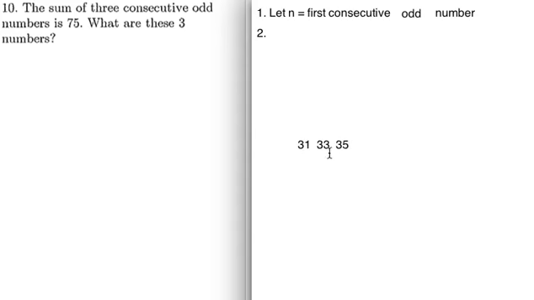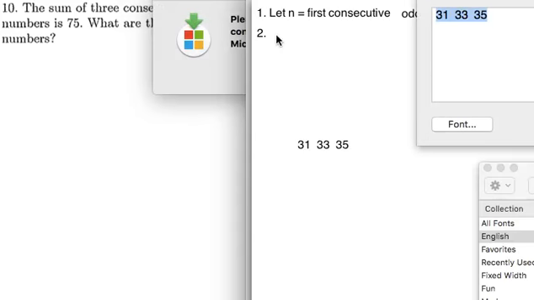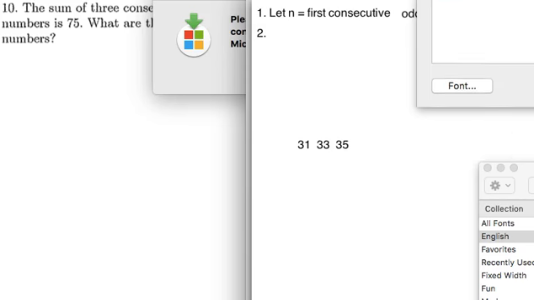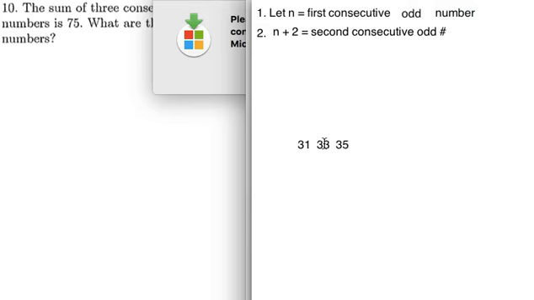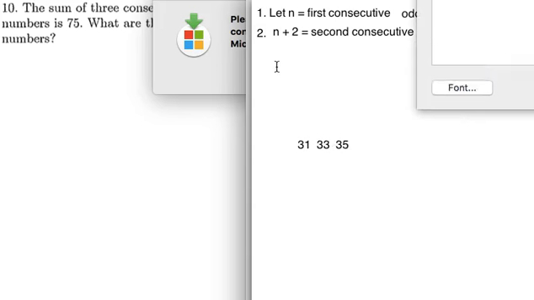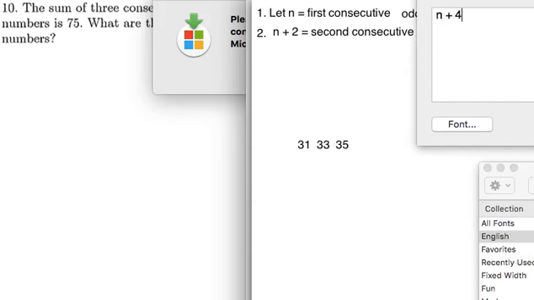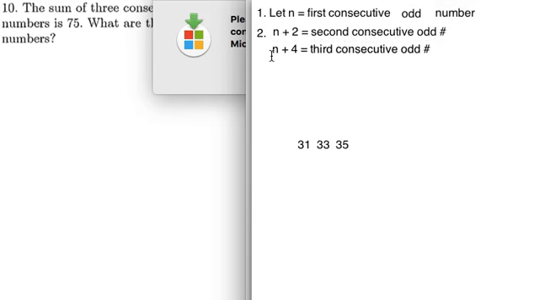And to get from 31 to 33, I'm just adding 2. So I'm going to write my second consecutive odd number is n plus 2, because all I'm doing to get from 31 to 33 is adding 2. All that I'm doing to get from 31 to 35, I'm sure you're ahead of me on this, is just adding 4. And that gives me my third consecutive odd number. All right, I got all my expressions: n, n plus 2, n plus 4.